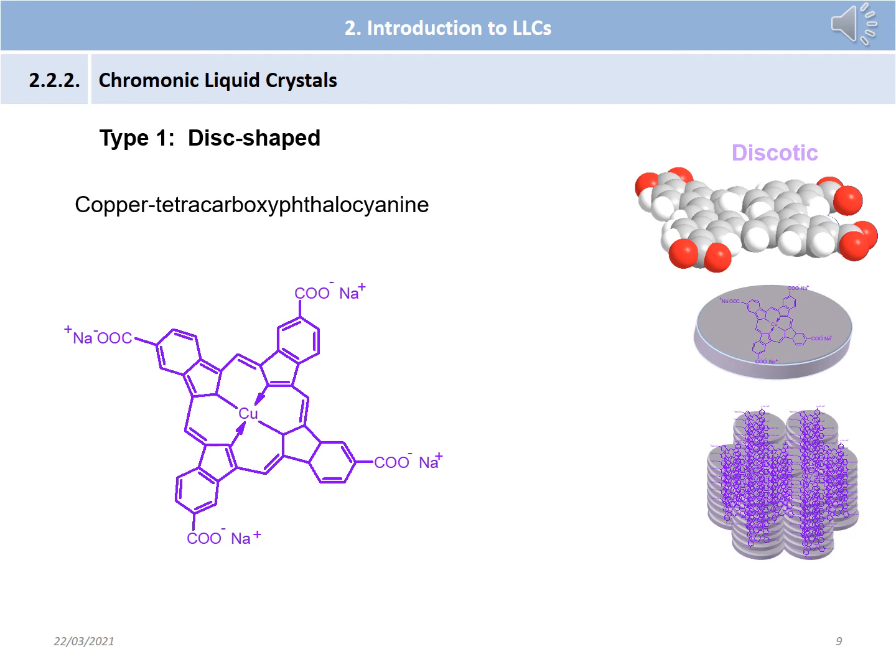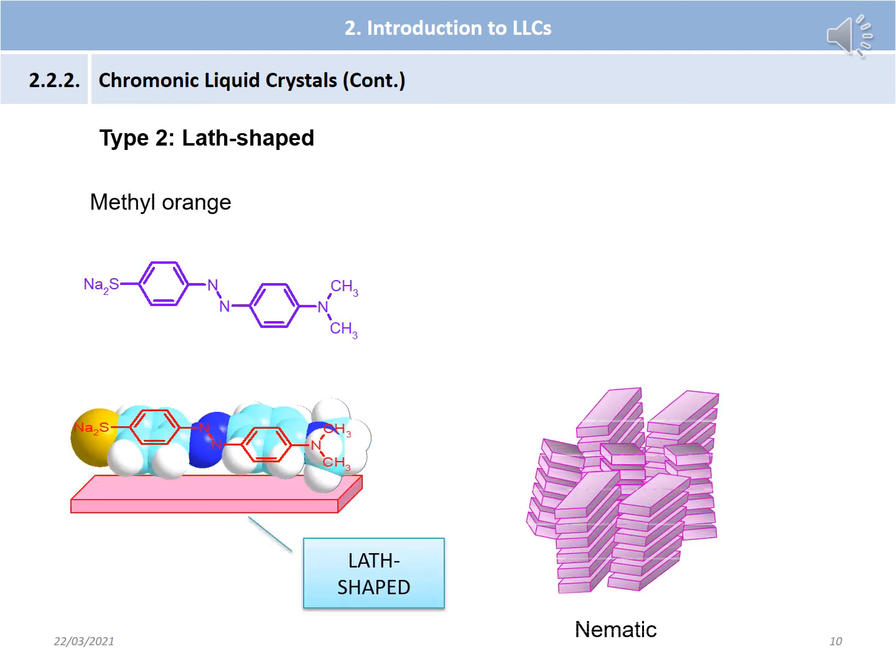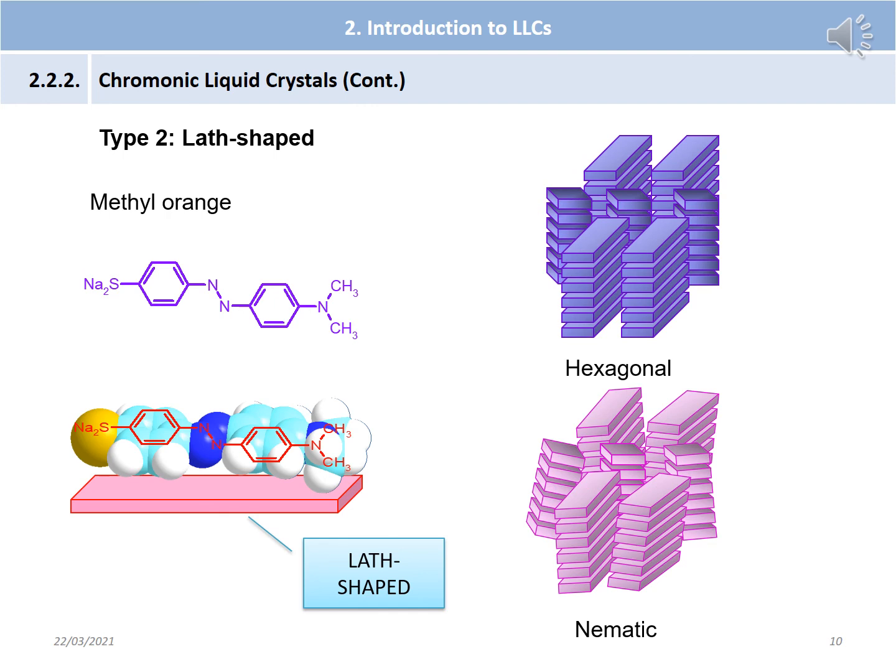There are 2 types of molecular shape for chromonic mesogens. The first type is the disc-shaped mesogen, as shown on the slide. Disc-like molecules are potentially relevant to DNA liquid crystals because both chromonics and DNA are the same type of lyotropic liquid crystals called lyotropic chromonic liquid crystals. This slide shows the second type of chromonic mesogen. This is lath-shaped. Lath-shaped is having a slender elongated form, like a lath.